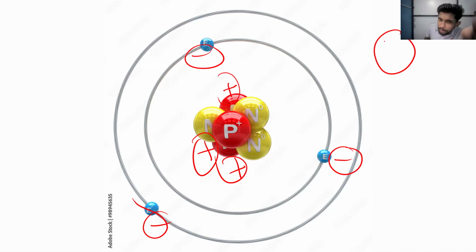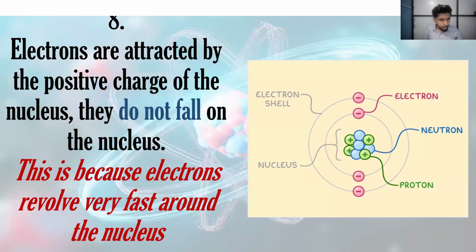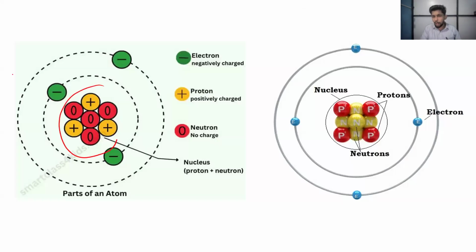If you didn't get there, don't worry, I will explain once again. Just look at this picture. How many protons are there? We have 3 protons, 1 and 2 and 3. 3 plus charges, 3 protons positively charged.